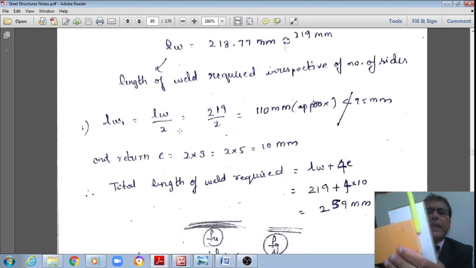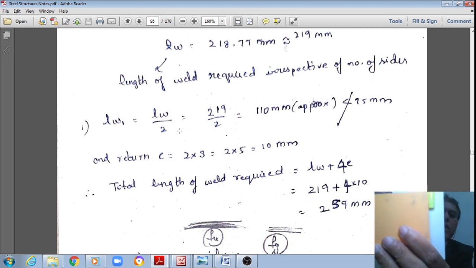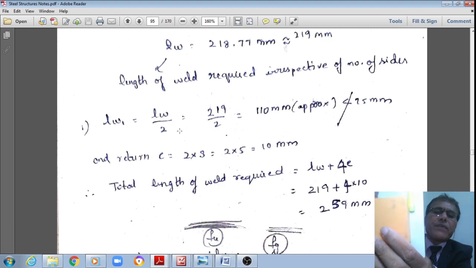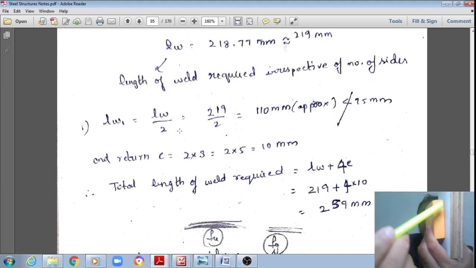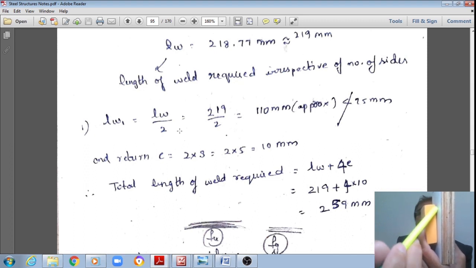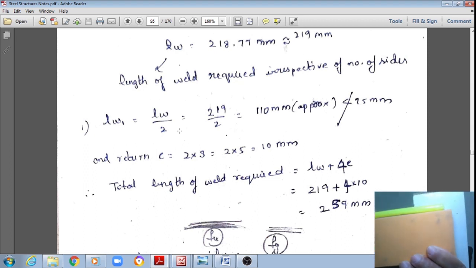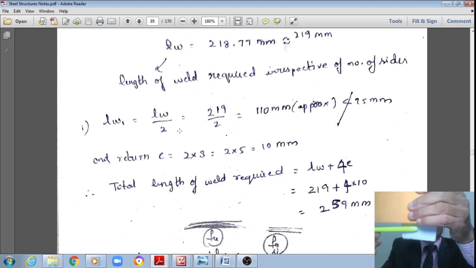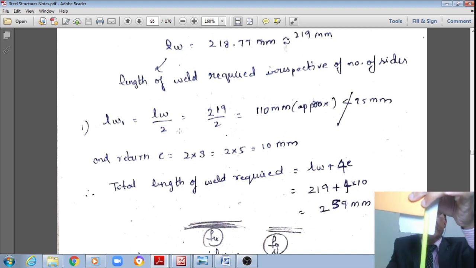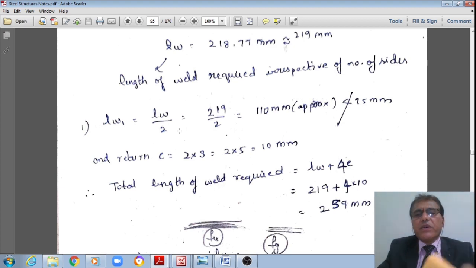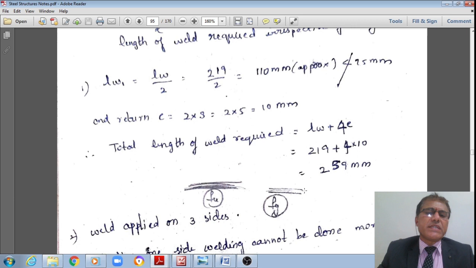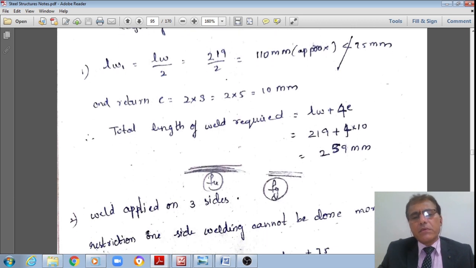Even now you provide an end return like this of 2 times the size, which is already 5 mm, therefore 2 multiplied by 5 is 10. Therefore, you provide an end return of 10 mm here and 10 mm here, in addition to 110 mm at the top as well as 110 mm at the bottom. That is how the first design is done. Therefore, the total length provided is equal to 219 plus 40, approximately 259, or say 260 mm, if it is provided on two sides.